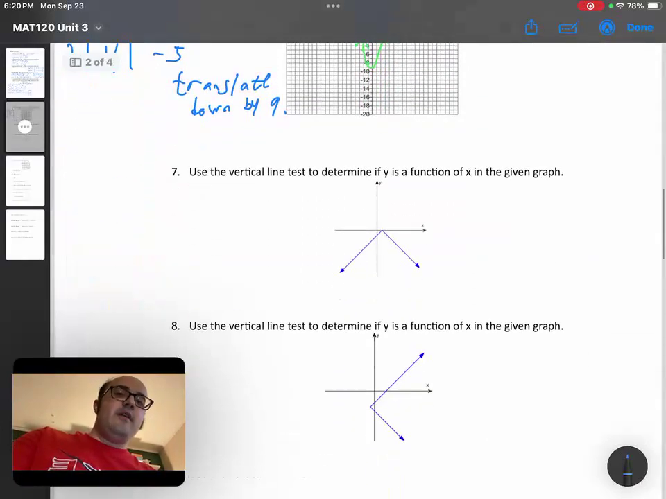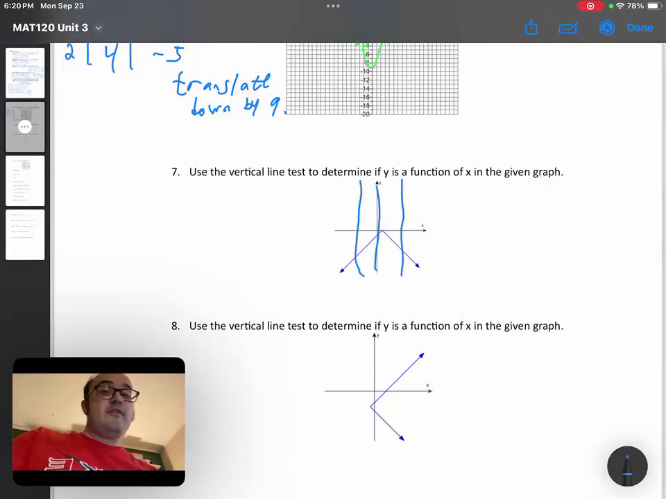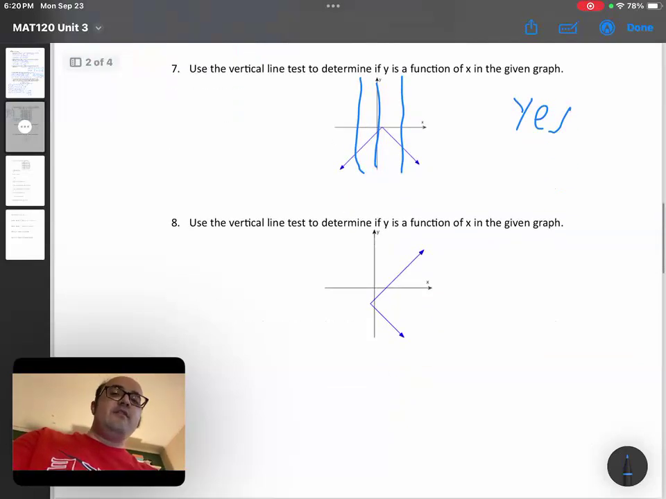For number 7, use the vertical line test to determine if y is a function of x in this graph. You could draw a line anywhere; it does not matter where. It's going to hit the graph only once, so this one's a yes. The second one, using the vertical line test: if we drew a line anywhere here in the first or fourth quadrant, it's going to hit the graph more than once, so this one's going to be a no.